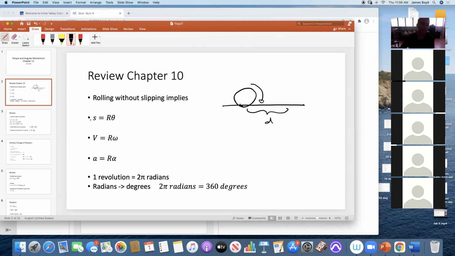But that leads to this: s is the distance it travels around in meters, and r is the distance from an axis of rotation. In this case, it's the center of the wheel or the center of the ball. And then theta is the change in angle in radians. So if we take the time derivatives, we get that the linear velocity of any point is equal to the radius to that point times the angular velocity.